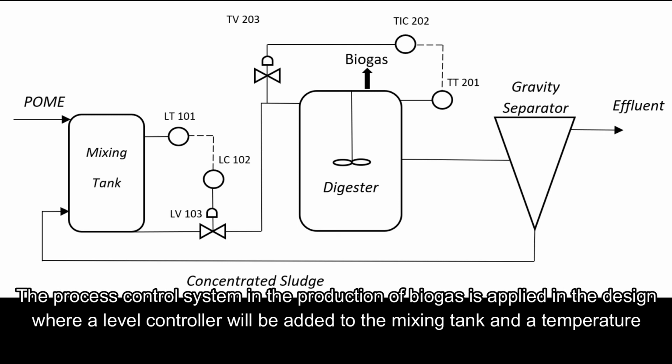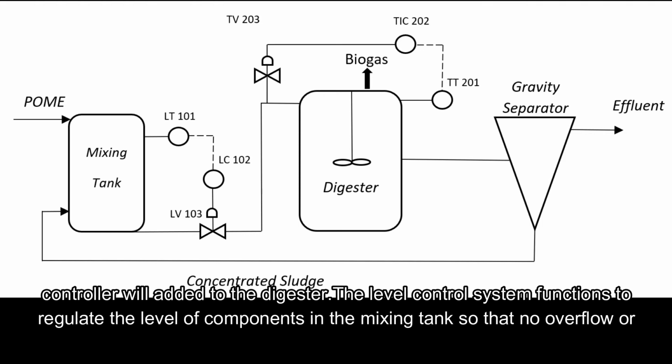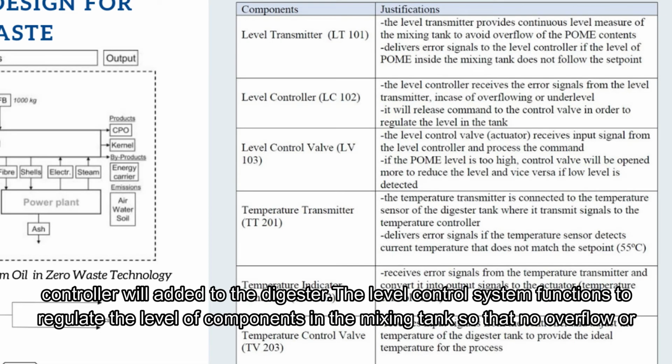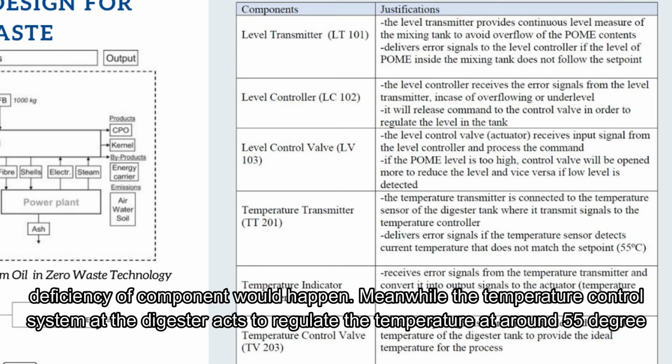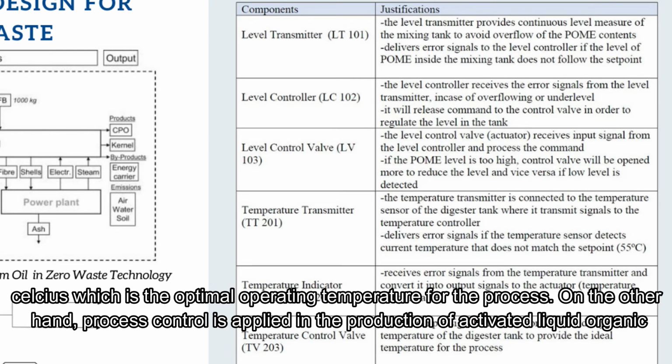The process control system in the production of biogas is applied in the design where a level controller will be added to the mixing tank and the temperature controller will be added to the digester. The level control system functions to regulate the level of components in the mixing tank so that no overflow or deficiency of component will happen. Meanwhile, the temperature control system at the digester acts to regulate the temperature at around 55 degrees Celsius, which is the optimal operating temperature for the process.